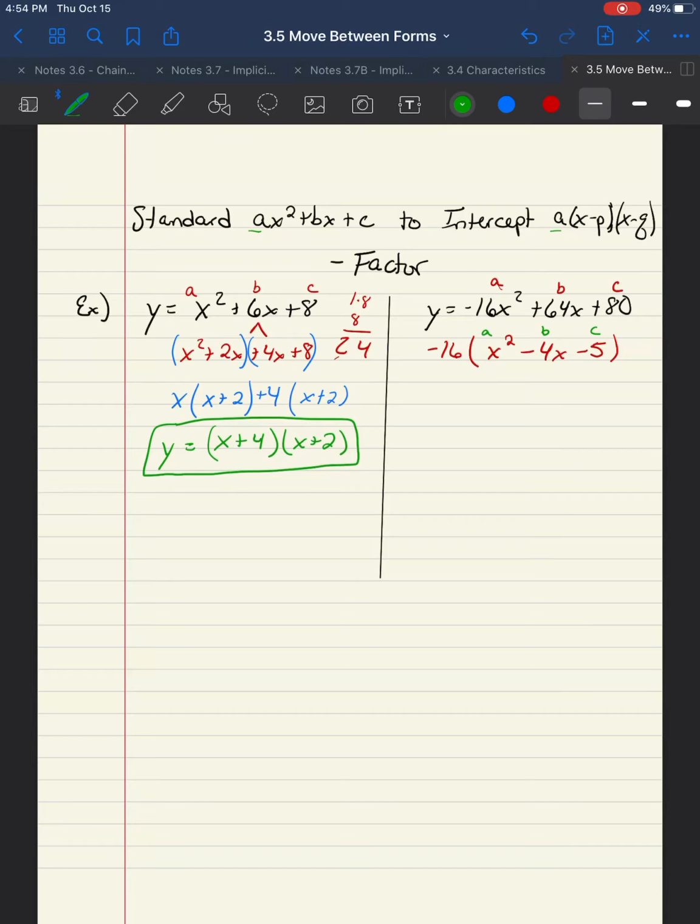From here, I'm going to factor like normal. So I'm going to label my pieces, a, b, c. And I'm going to take a, which is 1, times c, which is -5, which gives me -5. I make the 5 negative and the 1 positive, that allows me to split my negative 4.